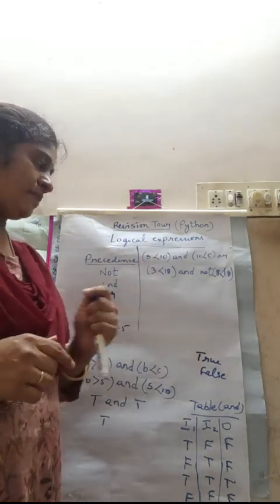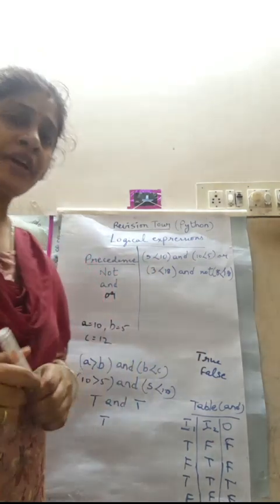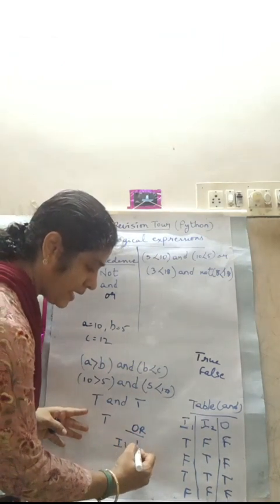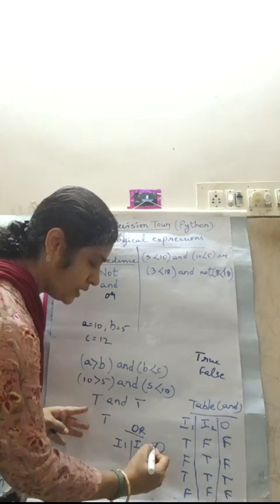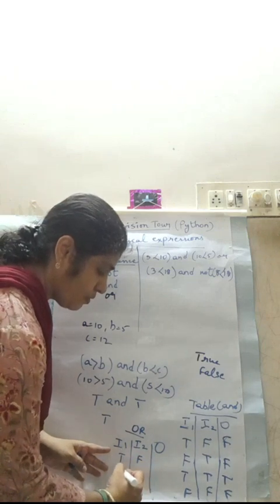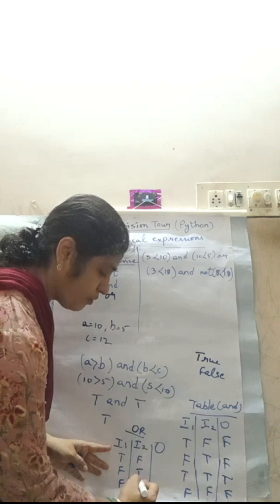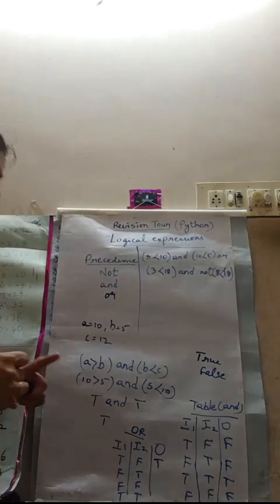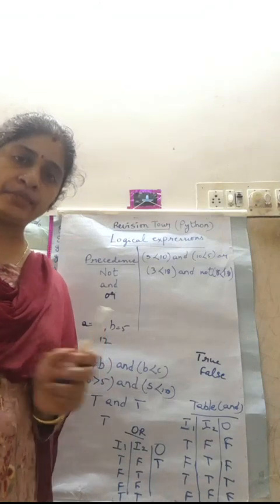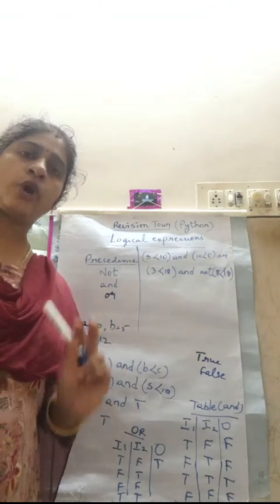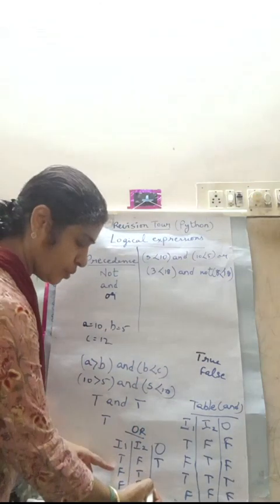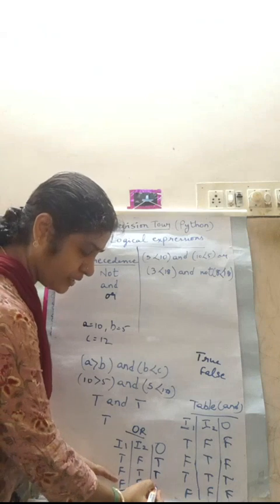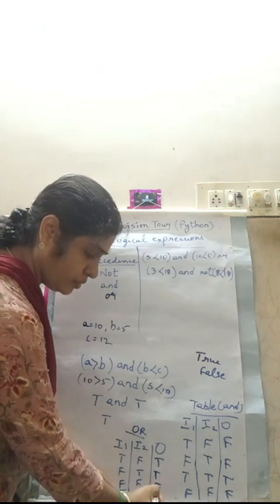Now let us solve this one. But before solving, let me write a table for OR also. In the case of OR, it will be evaluated for input 1, input 2, and then output. So: true, false; false, true; false, false; true, true. True or false will be true. That is, in the case of OR, if any one input is true, the output will be true. So this is true, so this is going to be true. Here the second input is true, so this will be true. Here both inputs are false, so this is going to be false. And here true, true gives true.